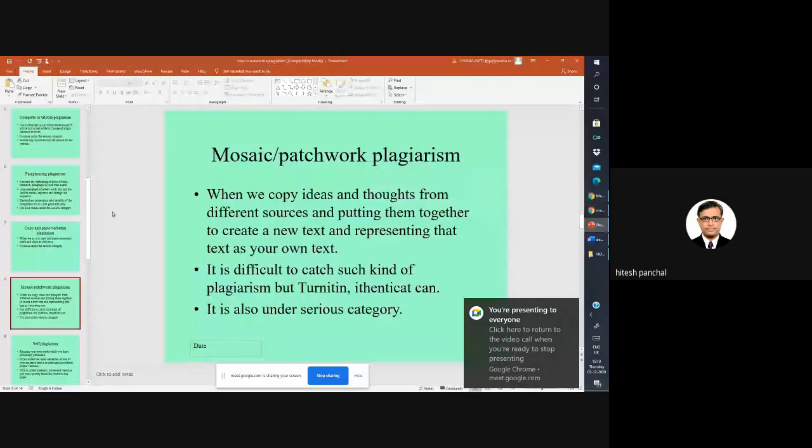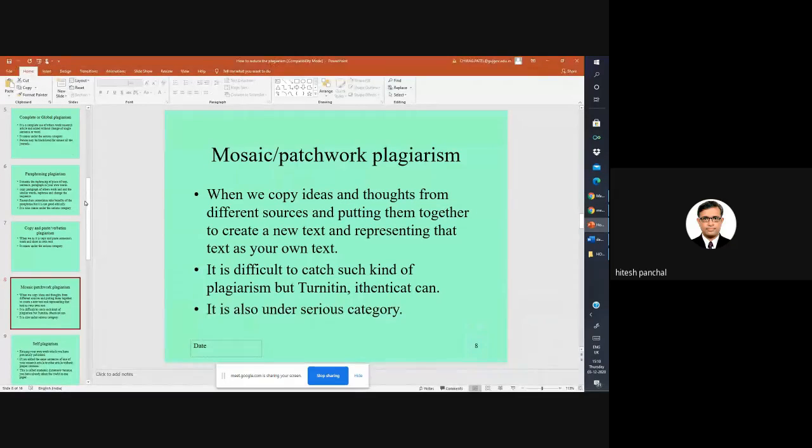Okay, so friends, clear on mosaic or patchwork plagiarism. That means you copy ideas from different sources and cumulatively add them as new text, and you are not giving proper citation. So that is called mosaic or patchwork plagiarism.